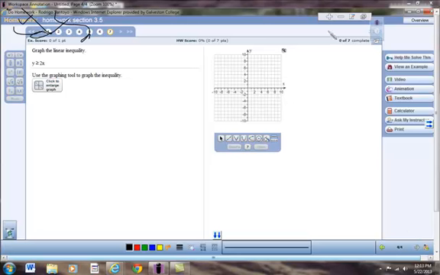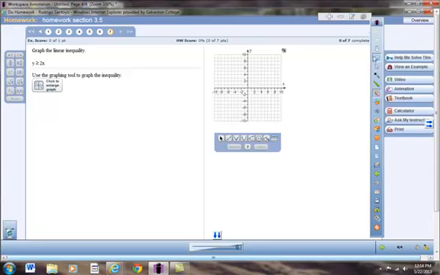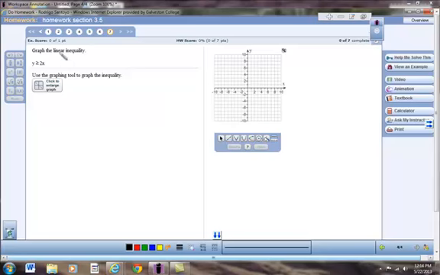So in 3.5, what we're going to be doing is graphing. And not only are we going to be graphing, but we're specifically going to be graphing inequalities. They want us to graph this inequality: y is greater than or equal to 2x.